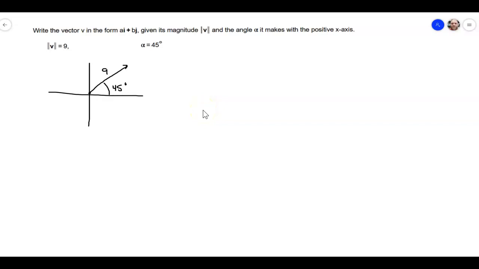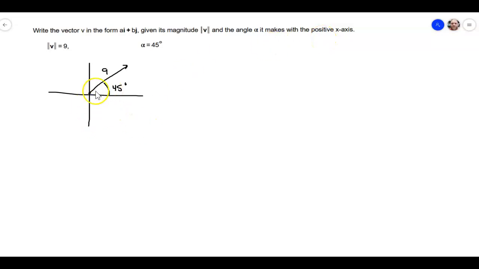Beckstrom, and today I want to take a look at an example from section 9.4. This says write the vector v in the form ai plus bj, where i and j are going to be unit vectors, given its magnitude v and the angle alpha it makes with the positive x-axis.